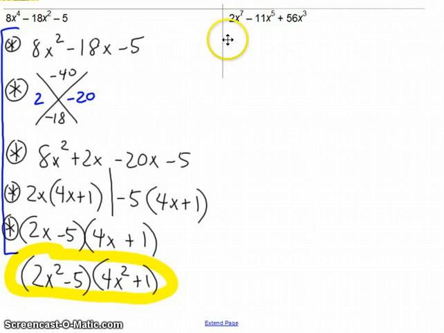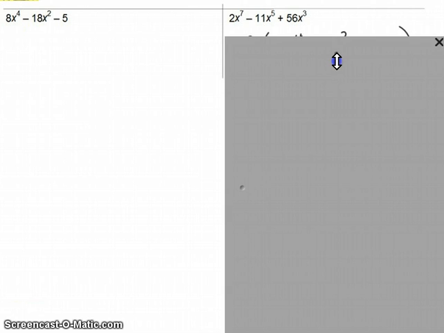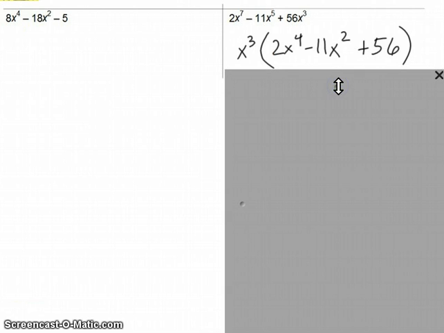Let's move on now to this one over here. In this case, I can pull out greatest common factors. The only common factor is the x cubed. So I pull that off to the left. Now on the right I have this trinomial. It's quadratic-like. There's nothing else that I could do with it.